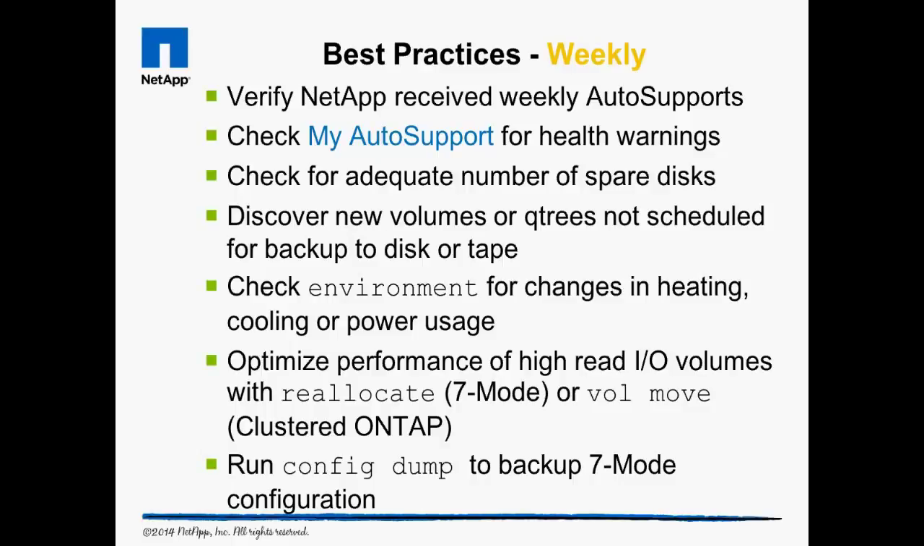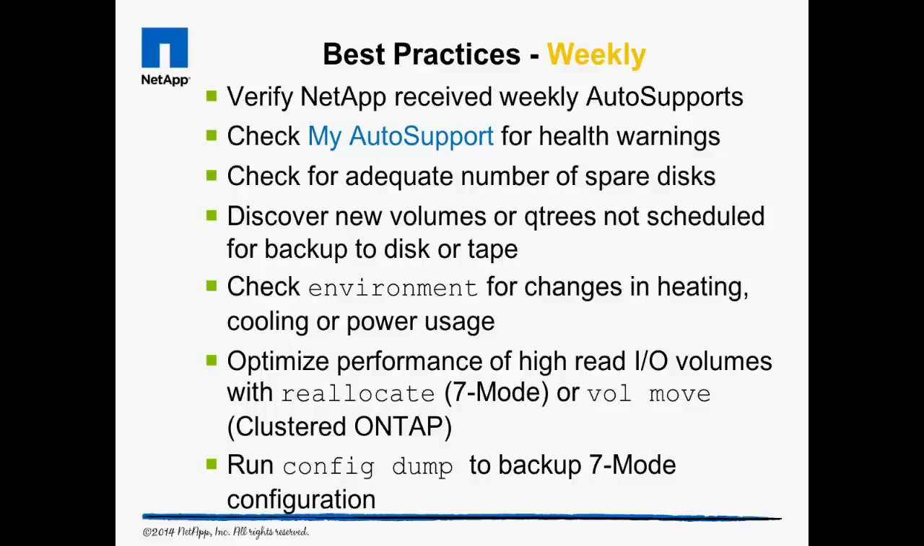Volumes and aggregates that need high read performance are good candidates to move blocks around to improve seek times. In 7-mode Data ONTAP, this is accomplished with a reallocate command. In cluster Data ONTAP, you can simply move the volume to another aggregate.